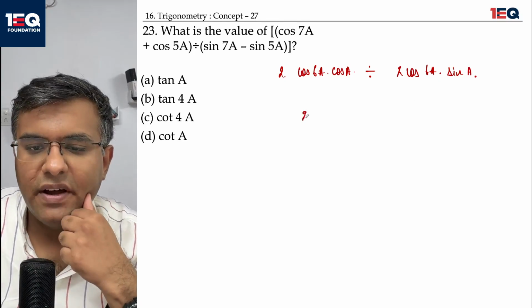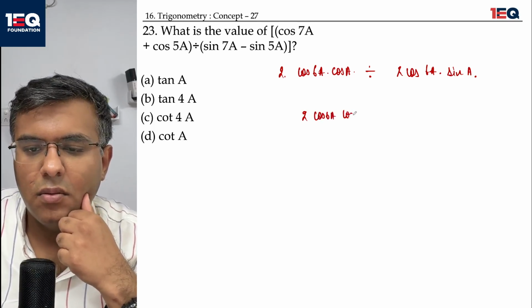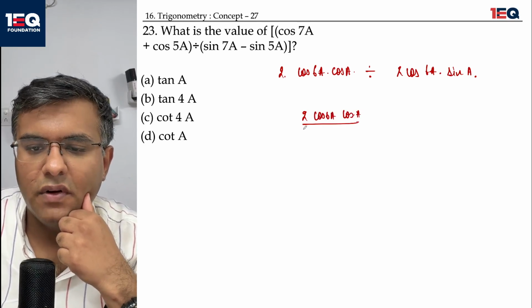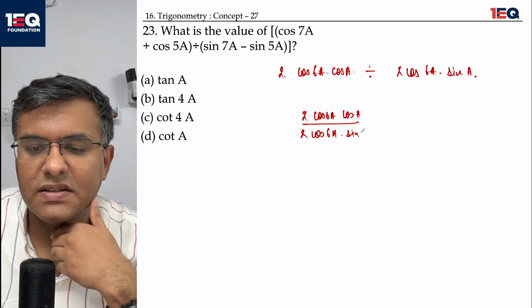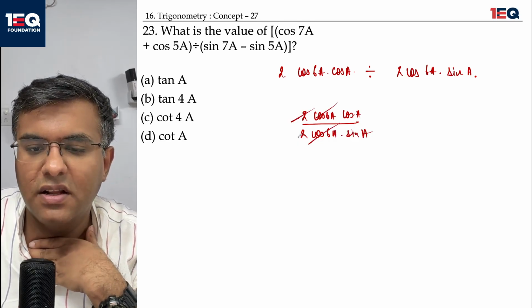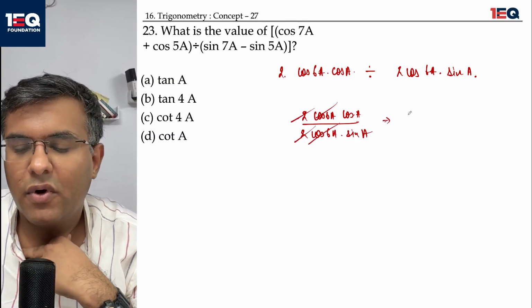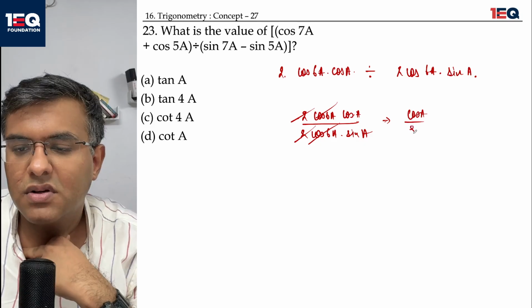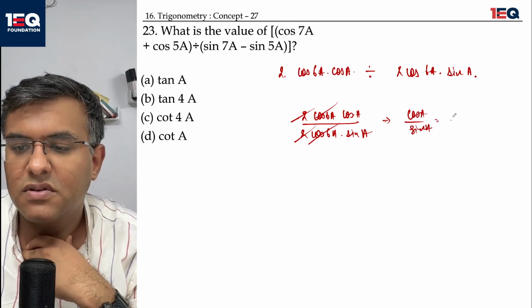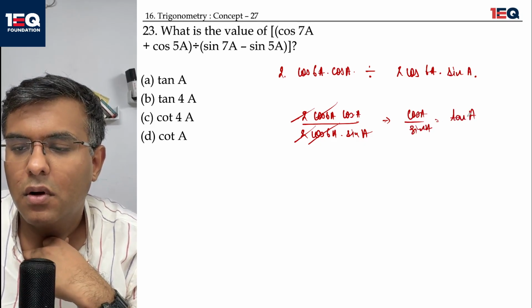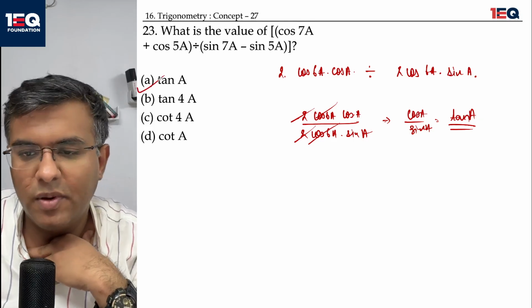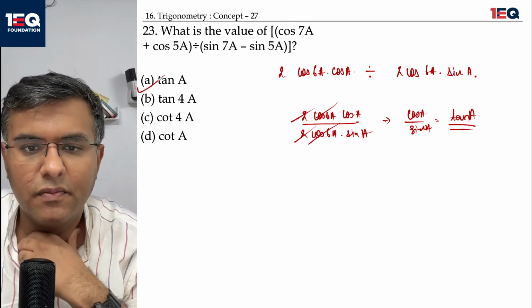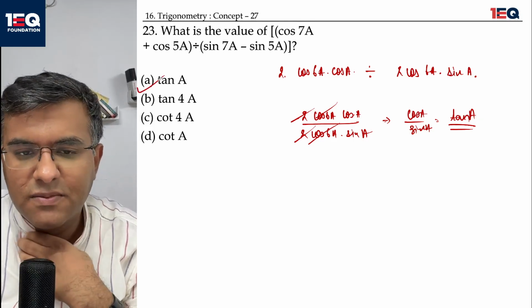In this equation, if I rewrite it, 2 cos 6A multiplied by cos A, whole over 2 cos 6A multiplied by sine A, I would see that the first two terms get cancelled, and what I am left with is cos A over sine A, which is also equal to tan A. So tan A is going to be my final answer. Good enough. Let's move on.